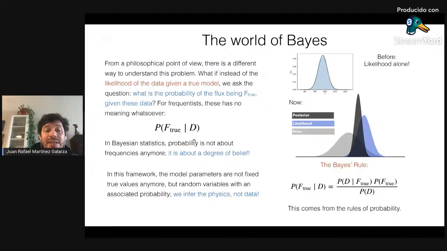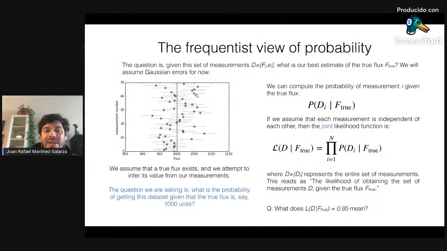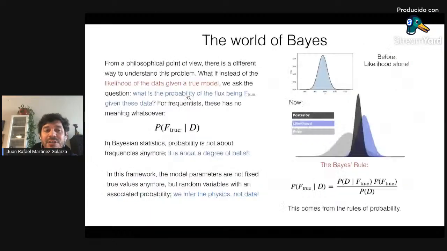Basically, the probability is not about frequencies anymore. You're not trying to estimate how many times your measurement will be in a certain range. What you're trying to estimate now is how much you believe that your flux has a certain value. So we're not talking about frequencies anymore. We're talking about the degree of belief. How much do I believe that the true flux of these objects is 1,000 versus how much do I believe that it's actually 1,005 or 998? So this is a completely different philosophical way of seeing this.